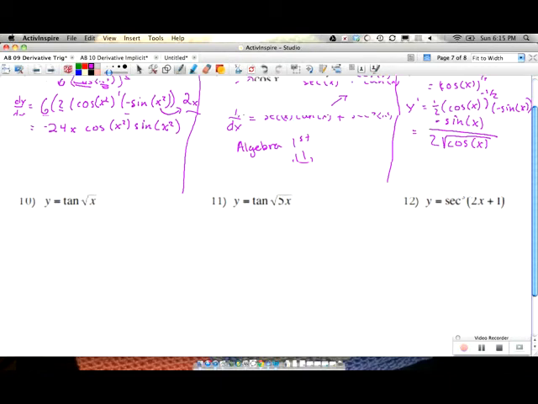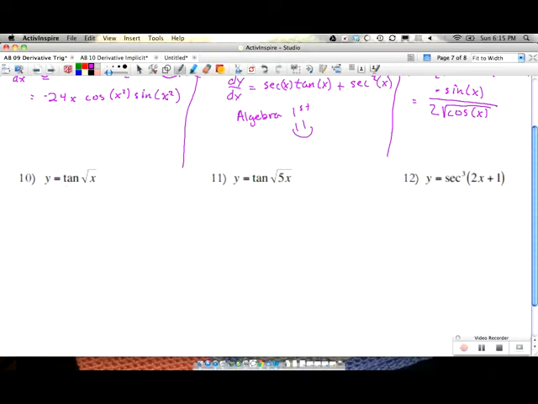All right, let's keep moving. For this next one, it looks like we have tangent square root of x. In other words, that's tangent of x to the 1/2. So I have the outside layer is tangent, the inside layer is x to the 1/2. So when I do the derivative, dy dx, y prime, any one of the above, the derivative of tangent is secant squared.